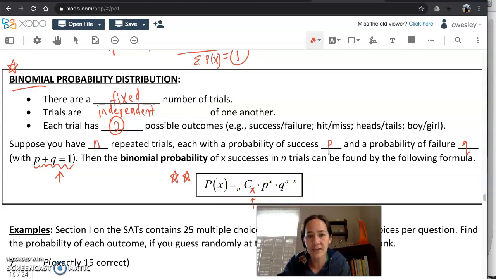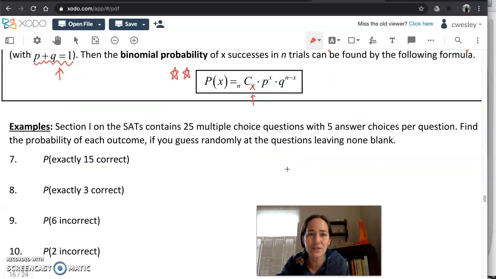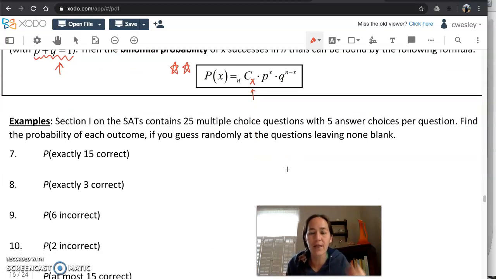I'm so pumped to get to this shortcut. I'll use this formula to do number 7, but then have your calculator handy after that. So let's look at these examples.